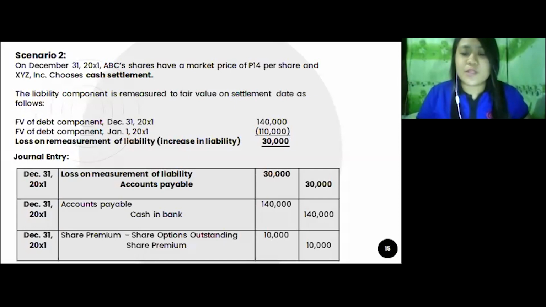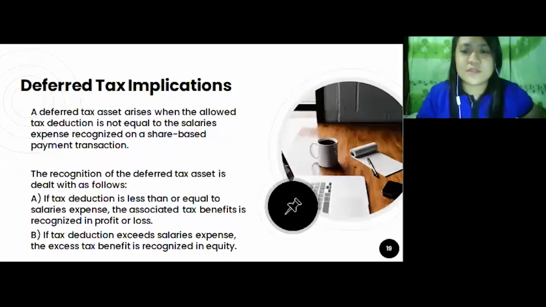That is because when the counterparty chooses settlement in cash rather than equity instruments, the payment is applied as settlement of the liability in full. And the last entry would be debit share options outstanding of 10,000 pesos, and credit share premium of 10,000 pesos. So next would be the deferred tax implications.